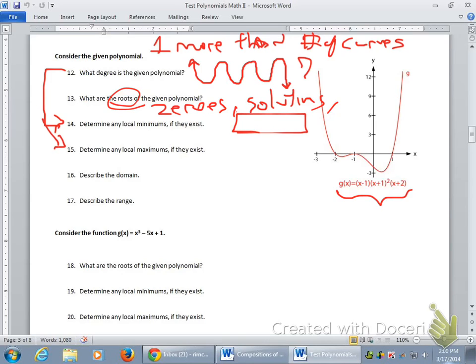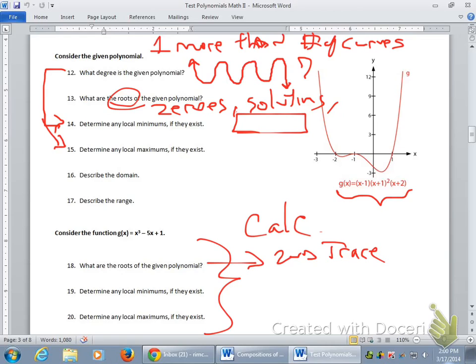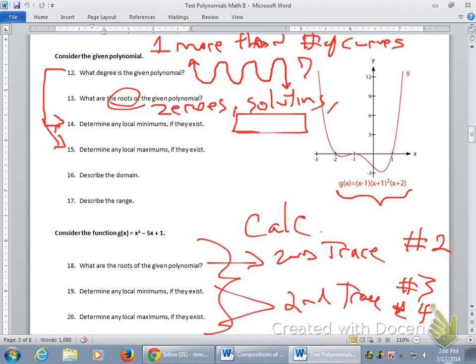Okay? And then finally, the bottom down here, this was calculator work, and most of you did pretty well with this, but a reminder, if you want to find the roots, then you need to do second trace. So if you missed these, do a second trace number 2. And if you missed these, you want second trace number 3 and number 4, depending on which one you want, max or min. But that's straight out of the calculator.